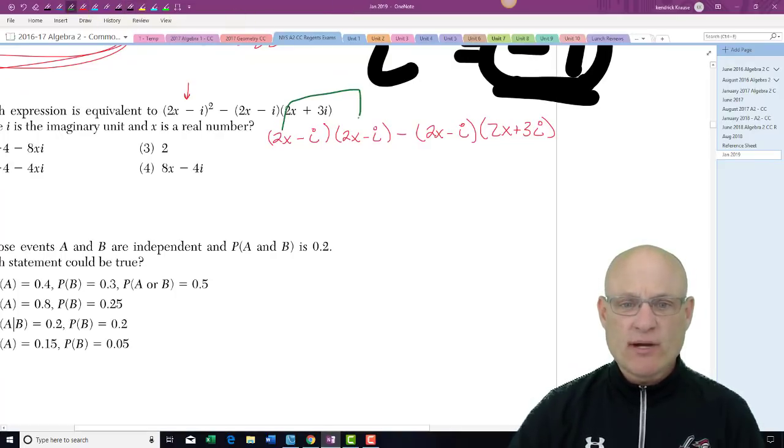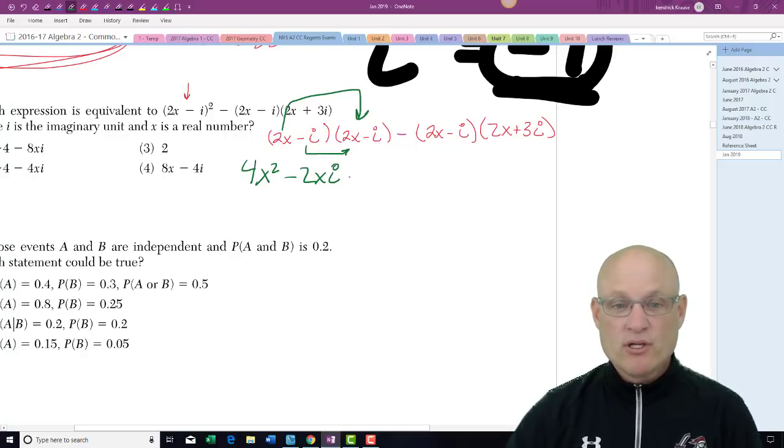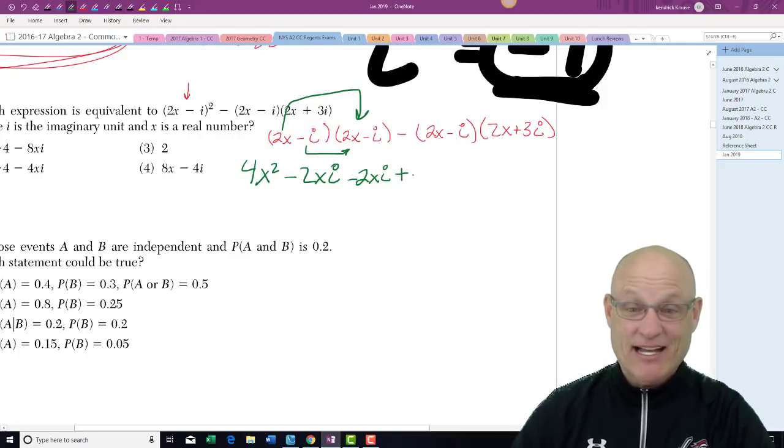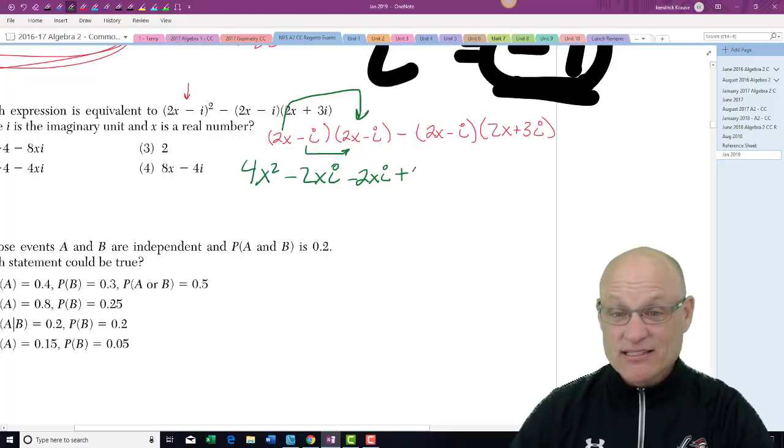So I'm going to take this 2x and multiply by both of these. So I get 4x squared minus 2xi. Now I'm going to take this -i and multiply by both. So minus 2xi plus, because -i times -i is positive i squared.